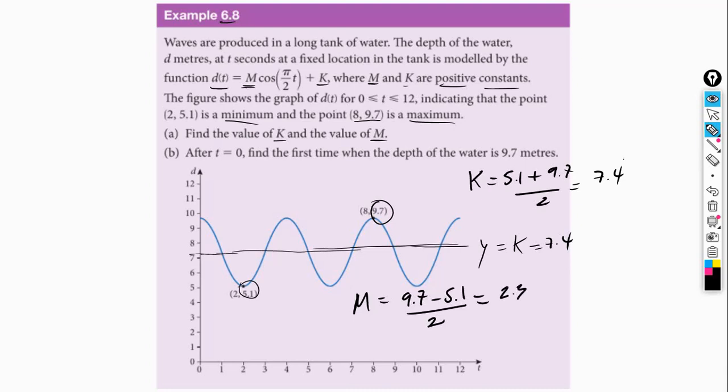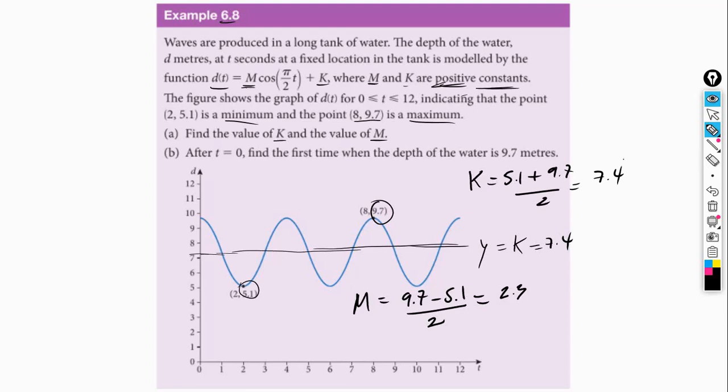Sometimes m, not the amplitude itself, because the amplitude is always going to be the absolute value of the number that multiplies the function, but sometimes it can be negative, and that's going to imply a shift across the x-axis, or at least across the direction of the x-axis. But in this case, they told us that these are positive constants.